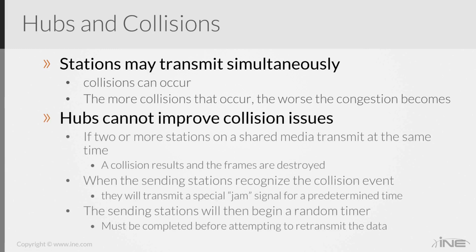Now, the drawback to hubs is they cannot improve collision issues. If more than 2 stations on a shared media transmit at the same time, collisions occur and the frames are destroyed. As the bullet point reads, when the sending station recognizes the collision event, it will transmit a special jam signal for a predetermined time. The sending station will begin a random timer that must complete before attempting to retransmit the data. Okay, that's all well and good. But the drawback is you've got to resend the data, and you have to wait a period of time before you can send again.